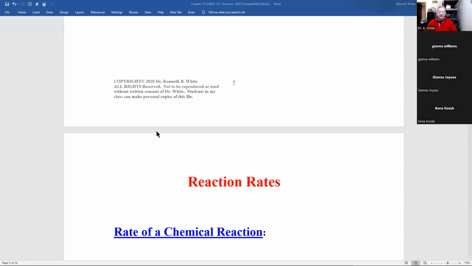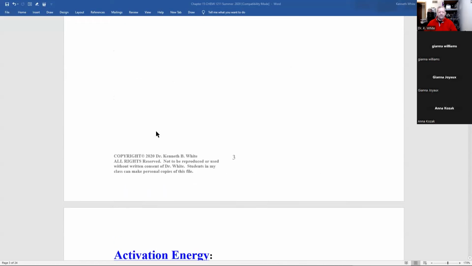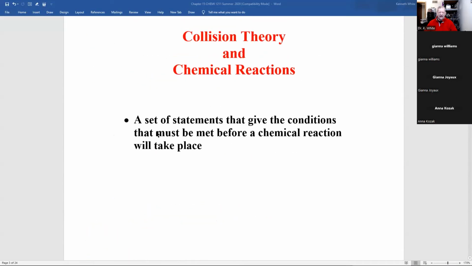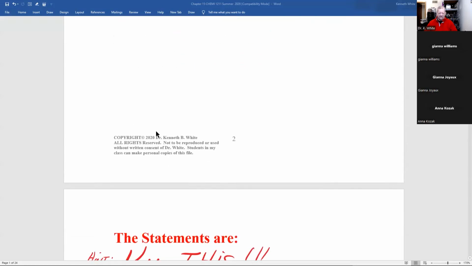When you have molecules coming together, they have to mesh together in the right orientation. Otherwise, they won't react. So that's the important feature of the collision theory of reactions. And let's go through it again.